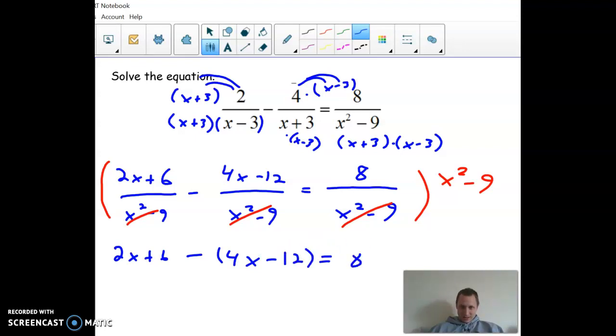Okay, and the other side is just an 8 because the denominator wiped out with that multiplication. All right, so now we have 2x minus 4x, which is negative 2x. And then this part's a little goofy, but we got 6 minus negative 12. So when this distributes in, it becomes a plus 12. So basically, we're going to have 6 plus 12, or 18.